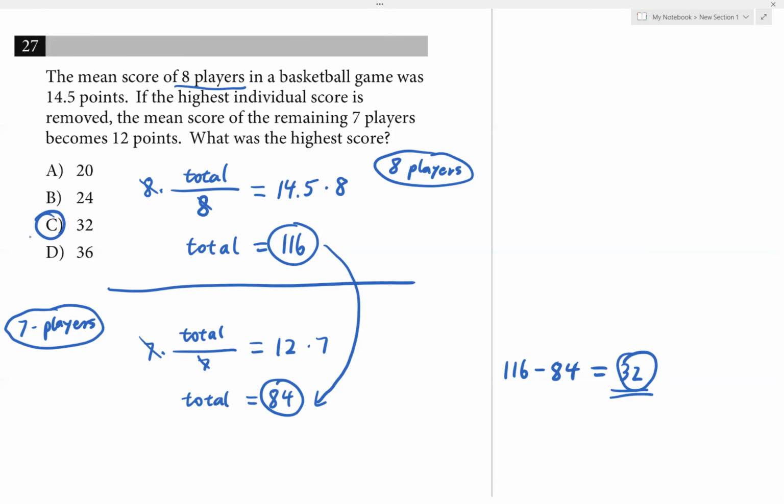For this question, we had to think in terms of the total, and compare the total for the two groups, because it's not possible to solve for the individual scores of the other 7 players. All we can do is compare the totals, and we can figure out that the 1 player we removed had to score 32 points. So for question 27, the answer should be C.